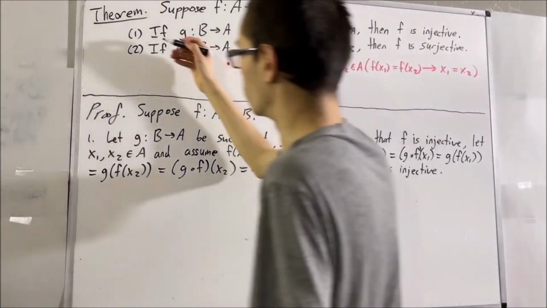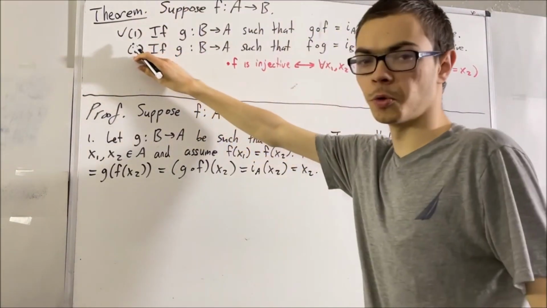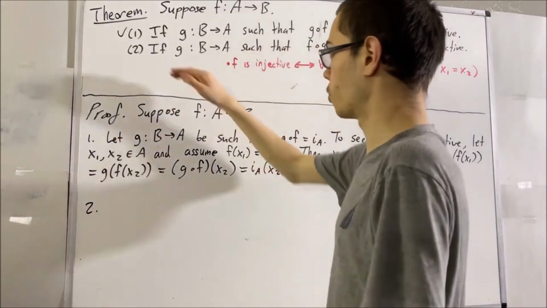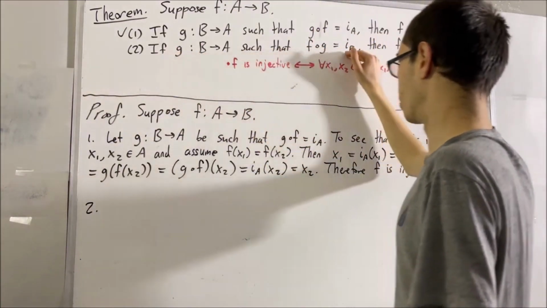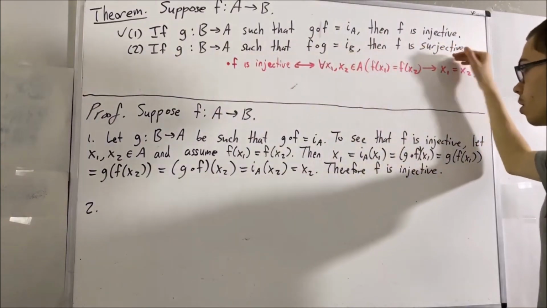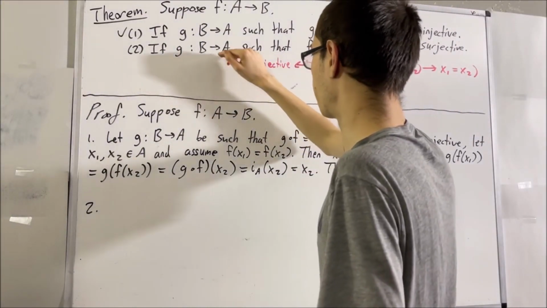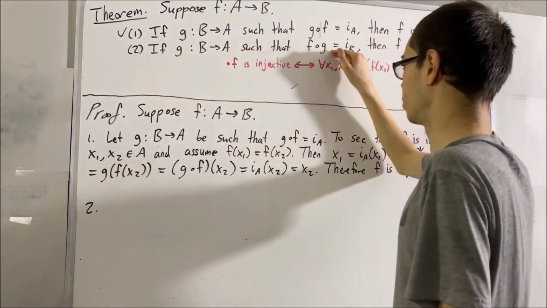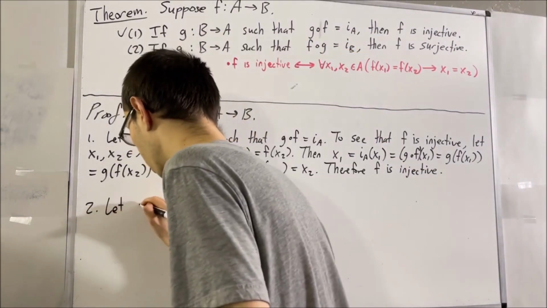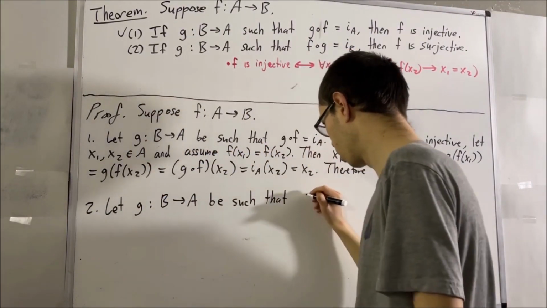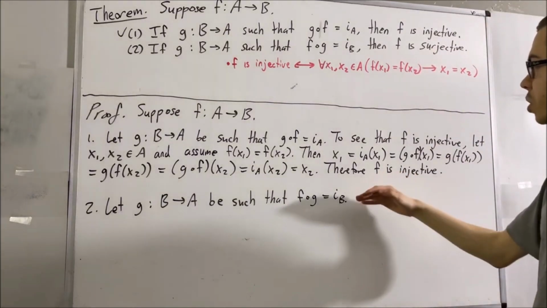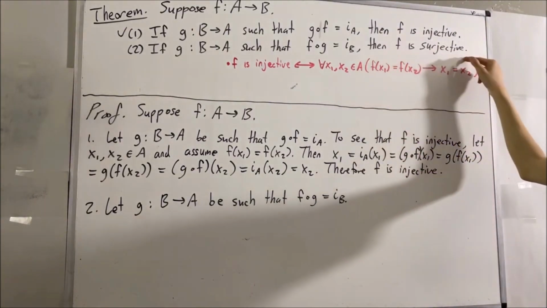So this proves 1. Now we're going to prove 2. And for 2, we're trying to prove if this is true, then this is true. So let's suppose g is a function from B to A such that f compose g is equal to the identity relation on B. Our goal now is to deduce that f is surjective.